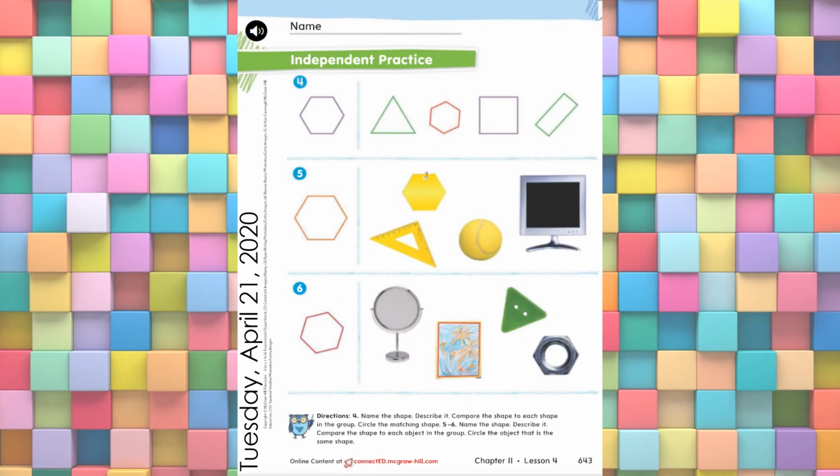I hope you turn the page to 643. All right, and we're going to continue looking for hexagons because we are detectives. We are shape detectives. Find the hexagon. I'm just tracing it, trying to draw my best with hexagons. So on this page for numbers 4, 5, and 6, find the objects that are hexagons and circle them.